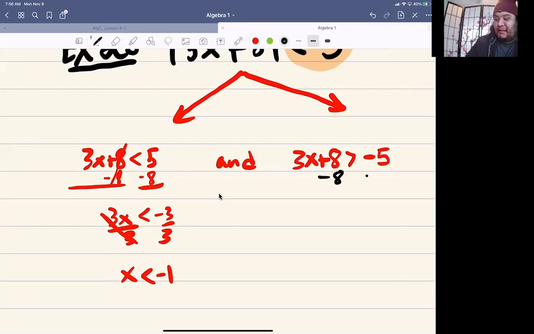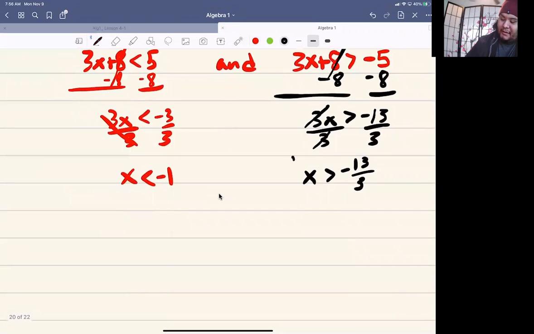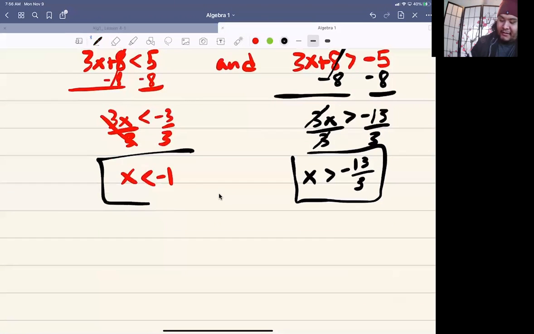So now you're going to do -8, -8. You're going to get 3x greater than -14, right? No, -13. You're going to divide by 3 on both sides. And you're going to get x is greater than -13/3. But if we wanted to rewrite that as a mixed number, right? So these could be our answers.